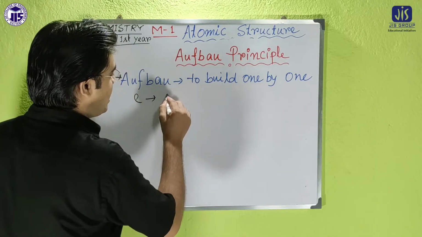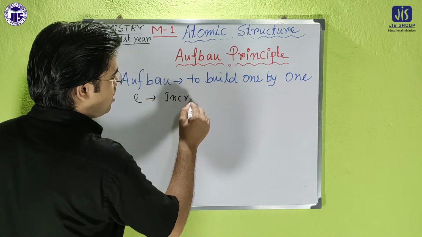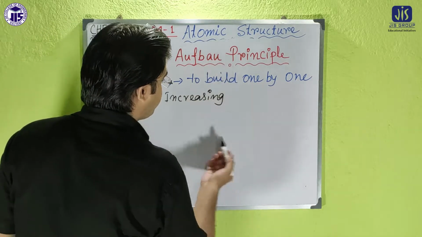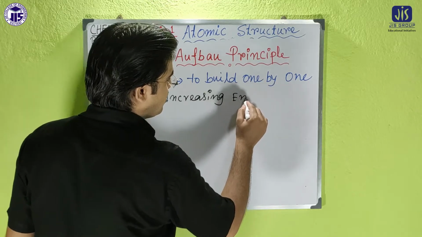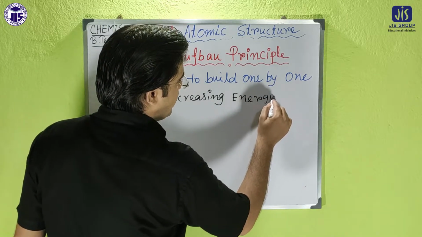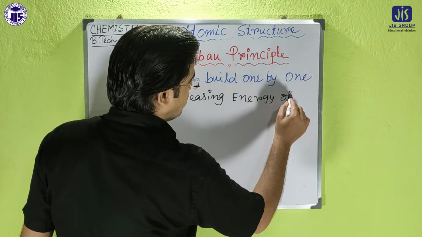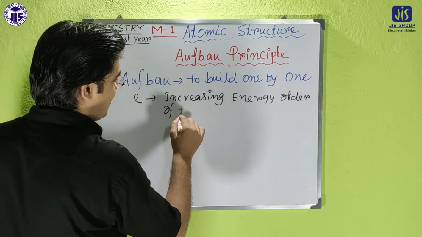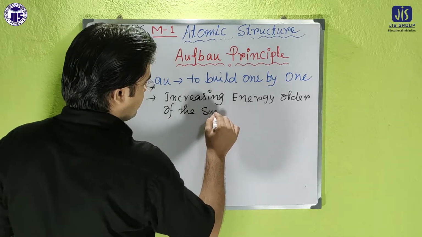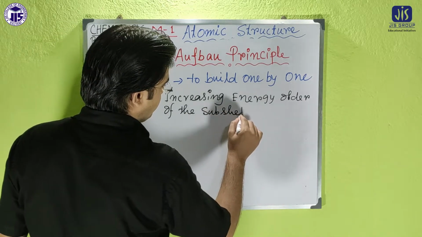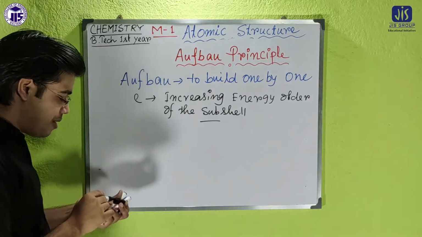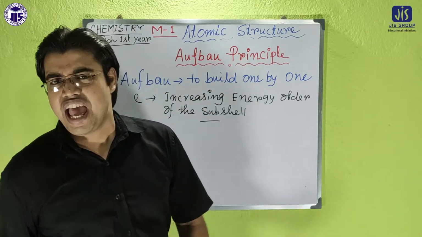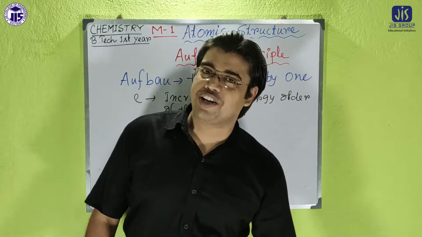There is a theory that electrons will be filled up according to the increasing energy order of the subshell. So according to the Aufbau principle, we can put the electrons into the subshells one by one according to the increasing energy order of the subshells.